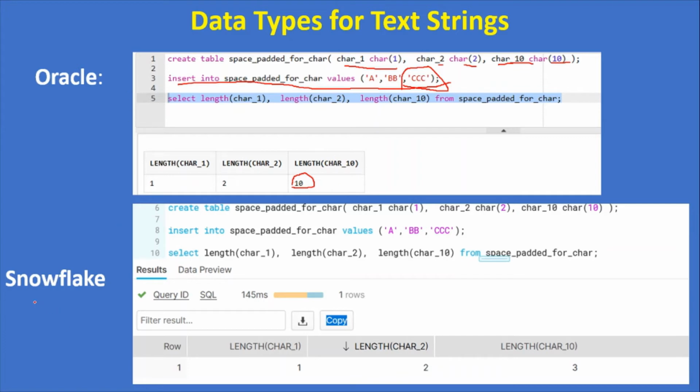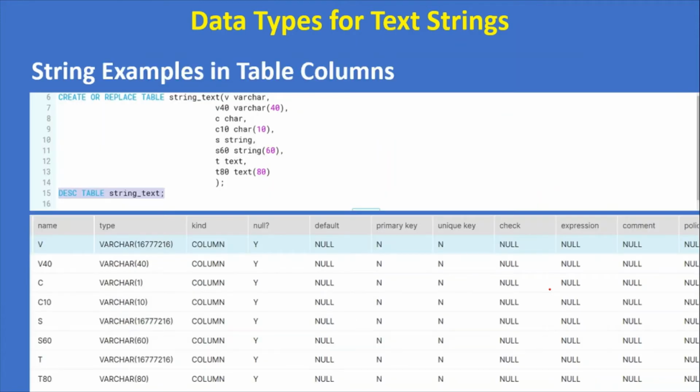If you look at Snowflake, I have created the same thing. The length is only 3, because I gave 3 characters. That is the difference: space is not padded at the end in Snowflake. I hope this example helps you understand clearly.